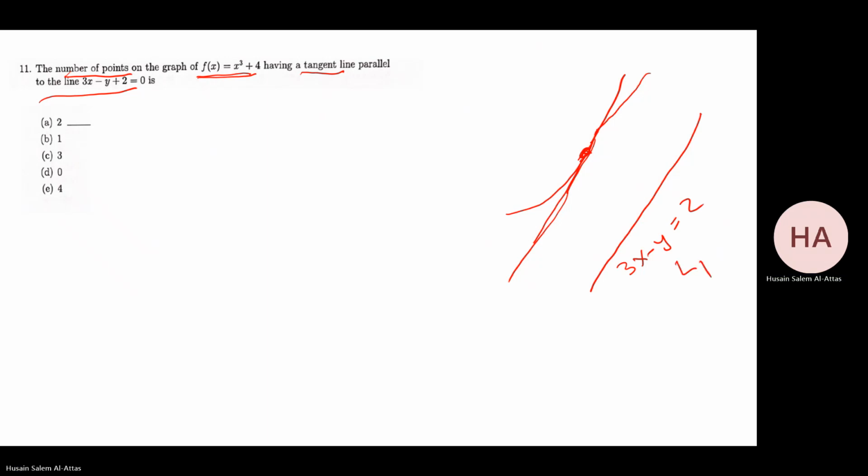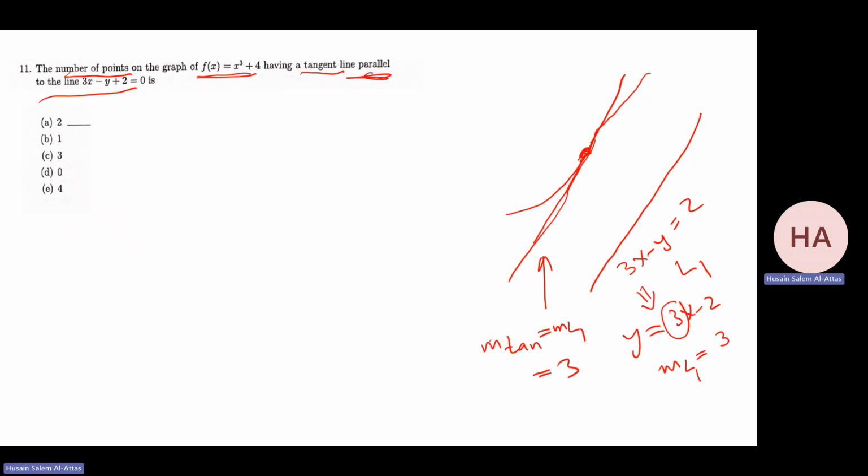This is called L1. So I can rewrite it: y equals 3x minus 2. What's important? What is the slope of L1? It will be 3, which is this one. This is the slope of L1. Okay, I get the slope of L1. And what is the slope of the tangent line? M tangent, this line, what is the slope of that? It will be the same as M L1, which is 3, since they said it's parallel to each other. So I get now the slope of the tangent line.